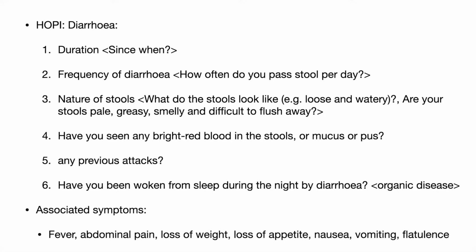of weight, and also ask about gastrointestinal symptoms such as abdominal pain. To the patient, you can ask if the patient is experiencing any tummy pain. Then ask about nausea, vomiting, and also flatulence. For flatulence, you can ask by saying, are you passing wind more often than usual?